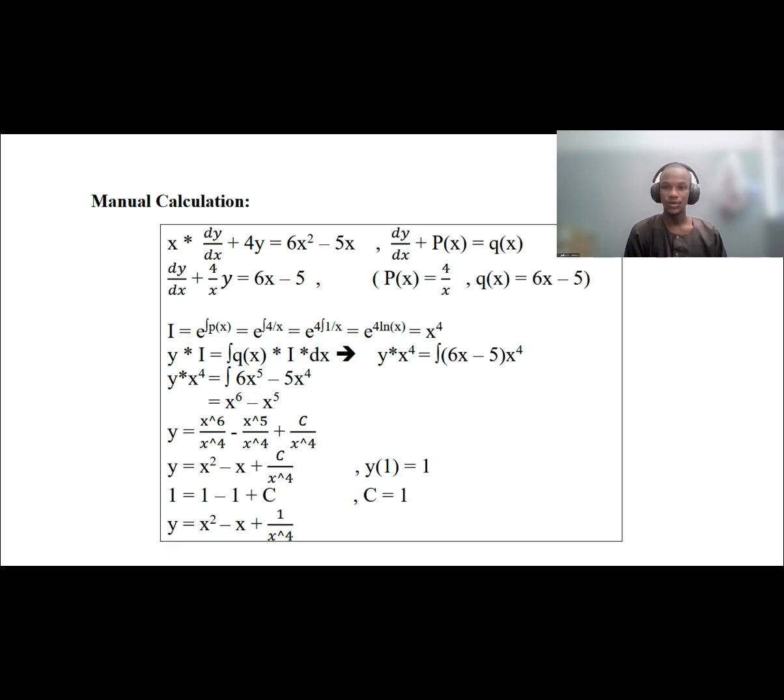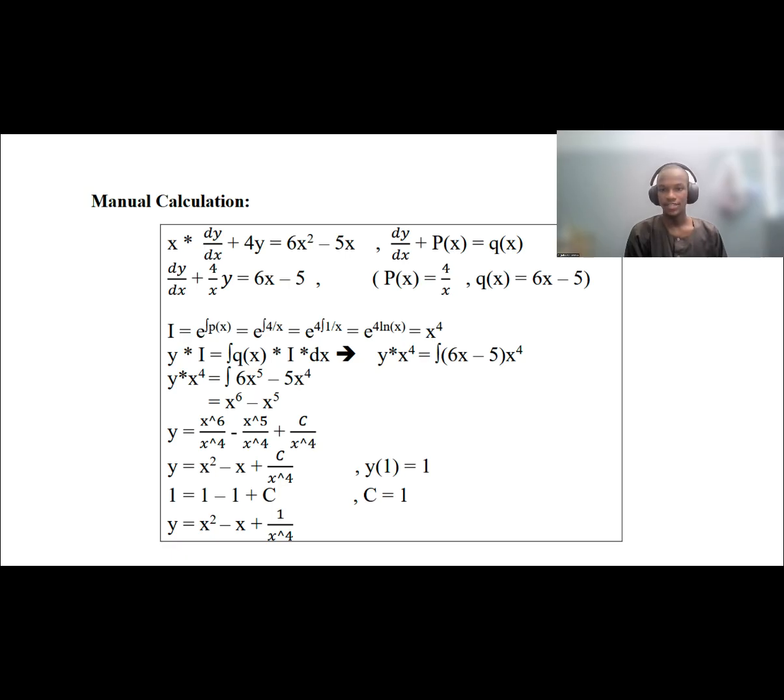Next, we find the integrating factor I equals e to the integral of p(x) dx, which is e to the integral of 4 over x dx. This gives us e to the 4 ln x, which equals x to the 4th power. Multiplying the entire equation by the integrating factor, y times x to the 4th equals the integral of 6x minus 5 times x to the 4th power dx.